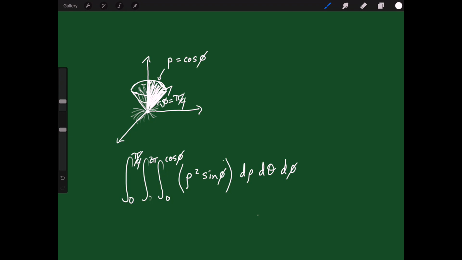Okay, so let me move to a different page. I want to integrate, first of all, that rho squared sine phi with respect to rho. So what I get is the integral from 0 to pi over 4, the integral from 0 to 2 pi of 1/3 rho cubed sine phi, evaluated from 0 to cosine of phi.